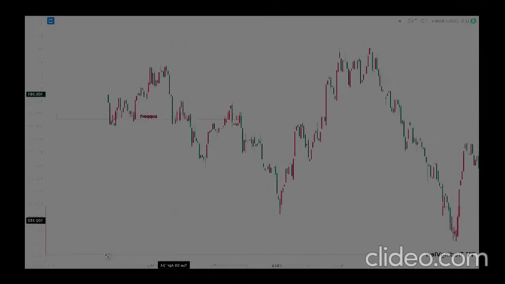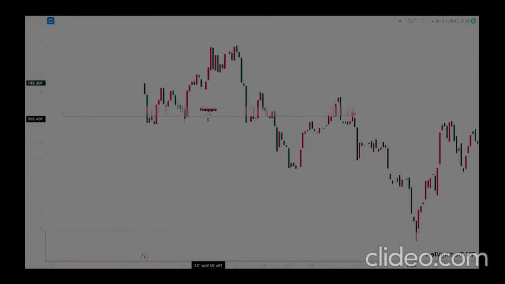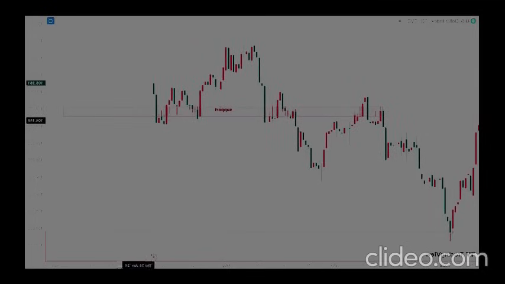So the first one is this high time frame support, and this one is medium, medium because we took this from the weekly time frame. Okay, then what next?